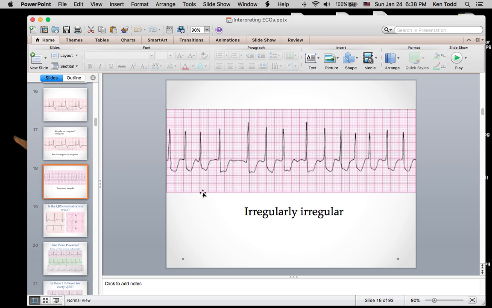Sometimes if it's hard to tell, what you can actually do is put a piece of paper up over the EKG and take a pen and mark the very tip of 2 of the R waves or even 3 of the R waves. And then slide your piece of paper down and see if they keep meeting up. If they don't keep lining up with all the rest of them, it's irregular. Sometimes it can be very subtle.